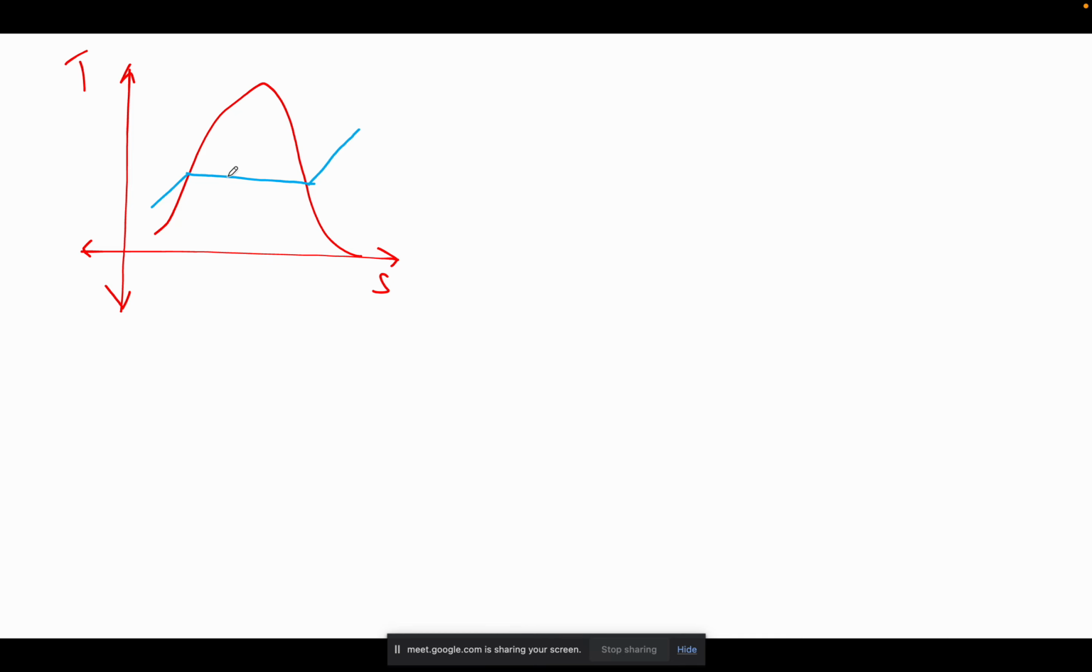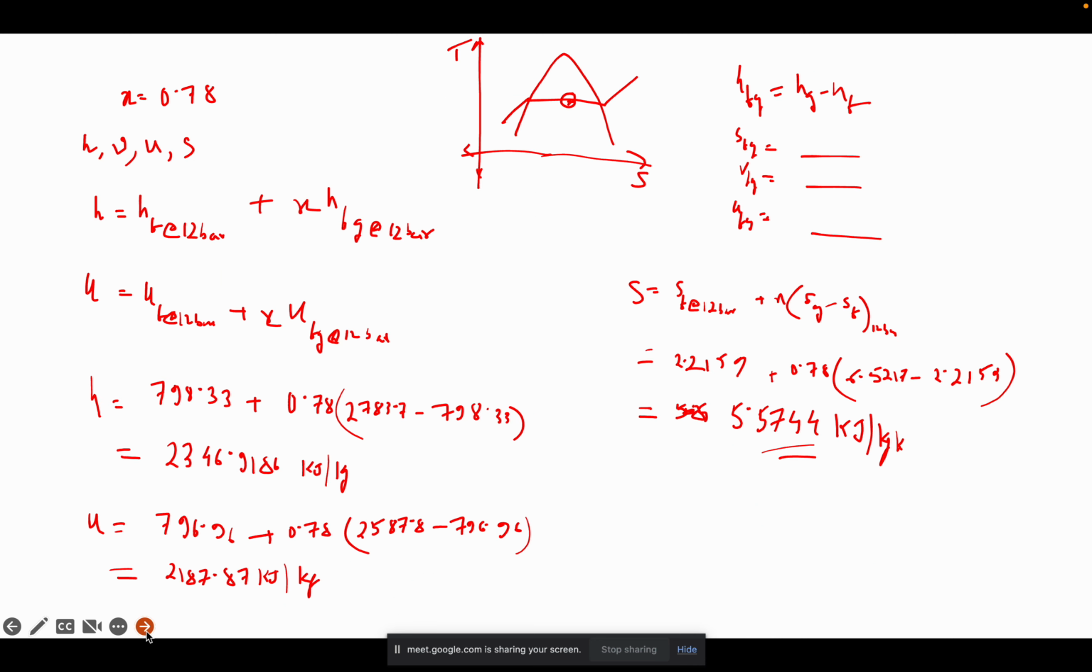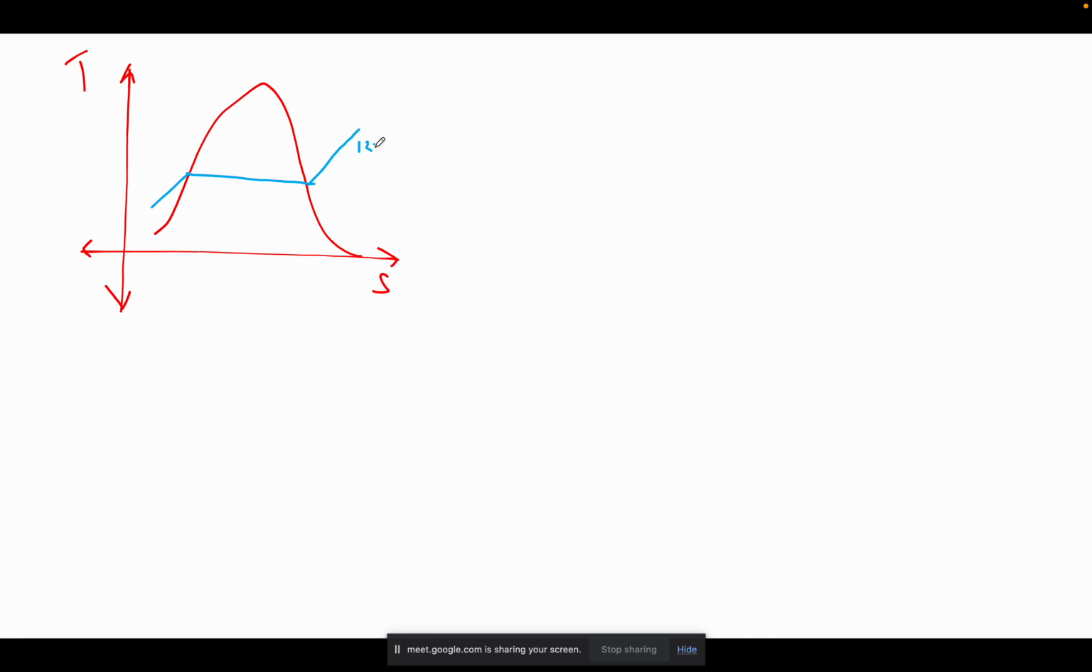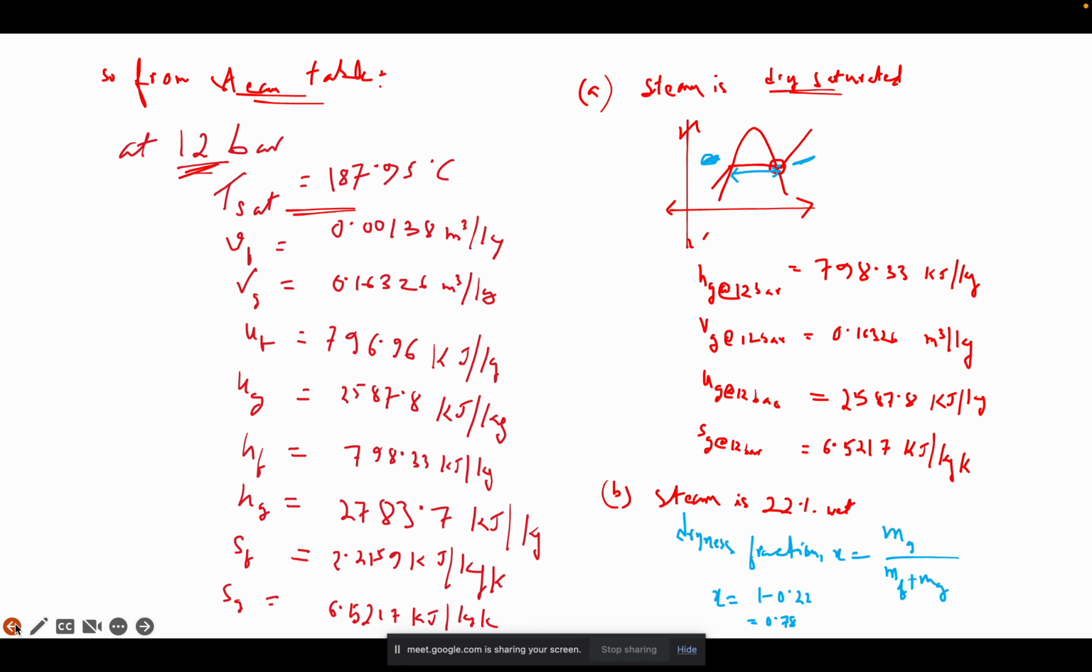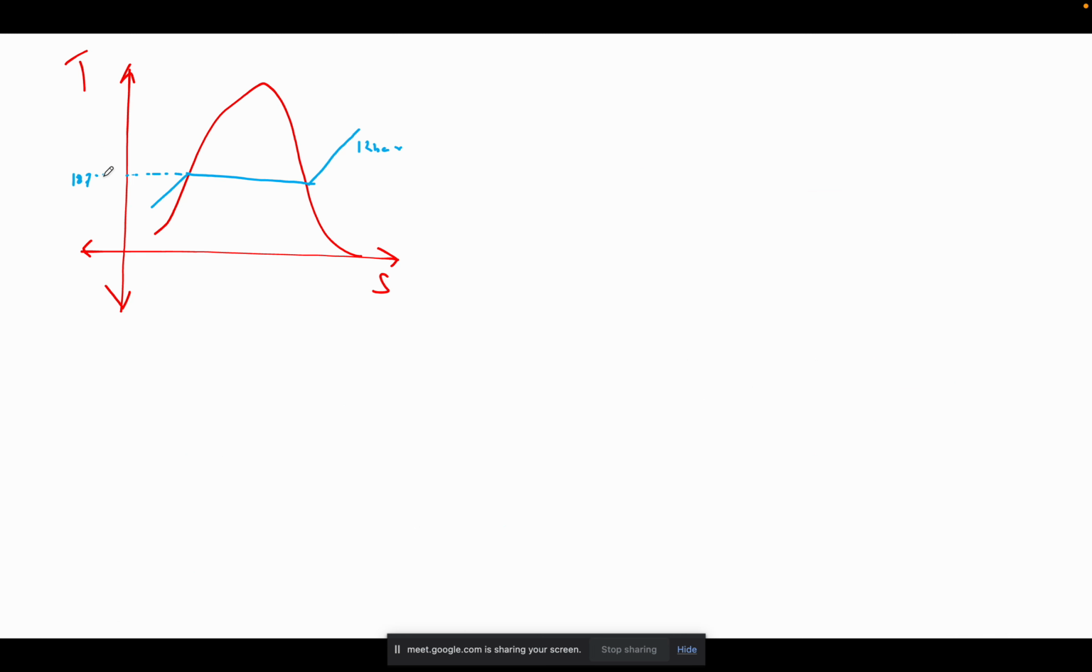Okay, so which bar is this? I think it is the 12 bar. So this is the 12 bar pressure line. And at the 12 bar pressure line, the saturation temperature corresponding to 12 bar is what? Basically 187.9 degrees Celsius. This is your saturation temperature.